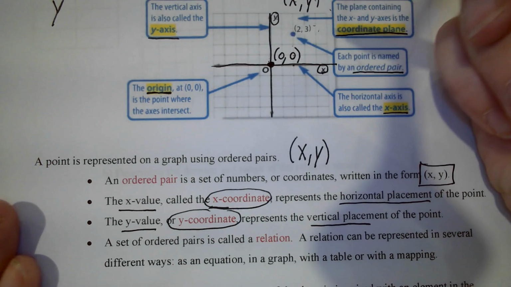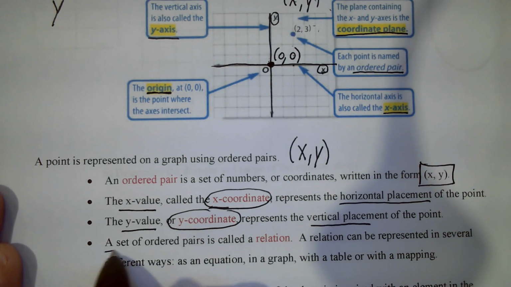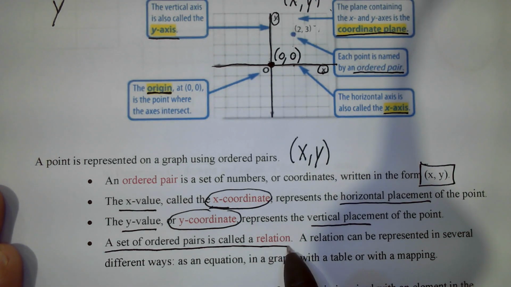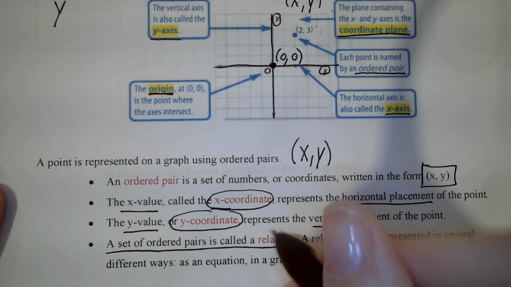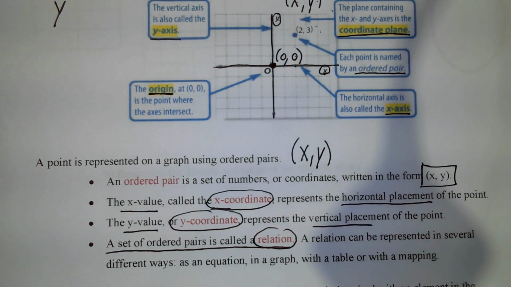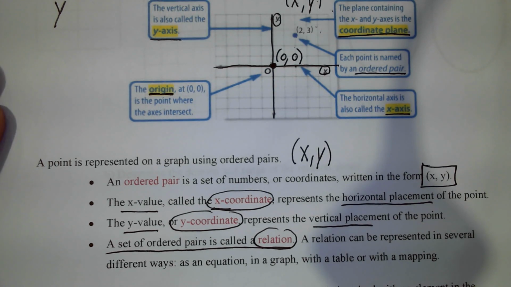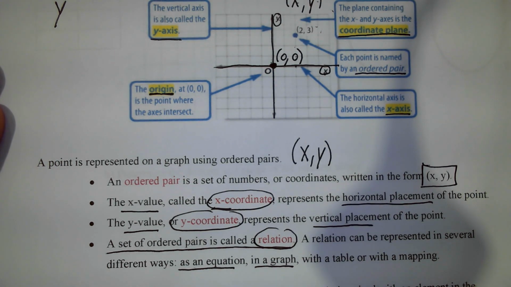A set of ordered pairs, so a group of ordered pairs all on the same graph, is what we call a relation. It's showing how they are all related to each other in this space. Are they close to each other? Are they far away? Are they on the same line? What is the relation? A relation can be represented in several ways. We can show it as an equation, in a graph, with a table, or through something called mapping that I'm going to show you in a minute.